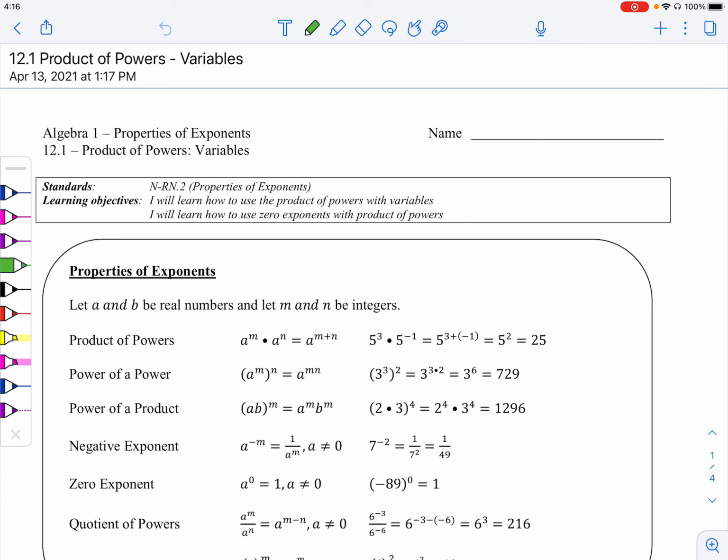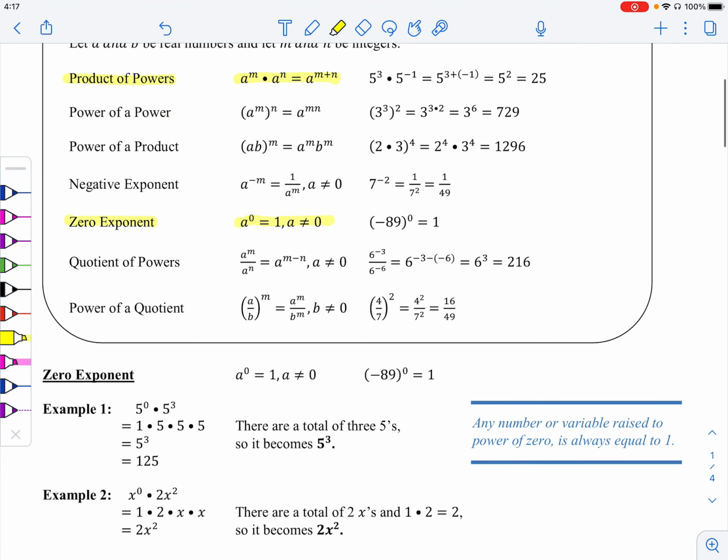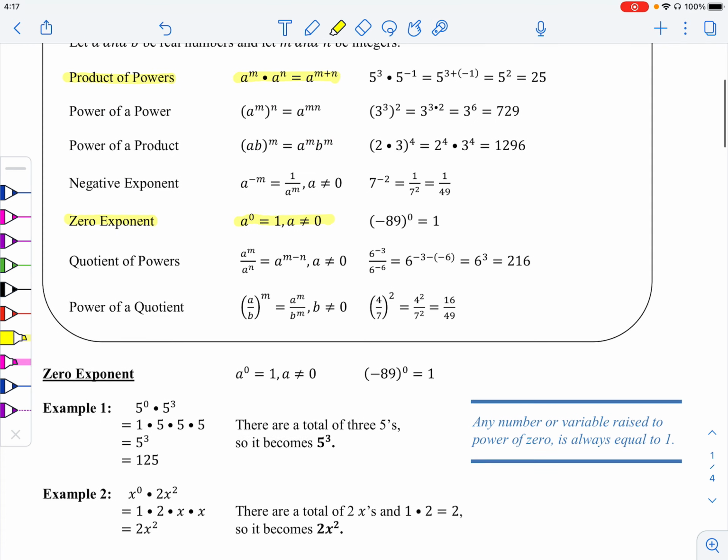Welcome everyone. This is 12.1, product of powers going into exponents. Okay, so let's look at our table here. We're just going to cover on this lesson product of powers, which is this right there, and then the zero exponent. So these are the two that we're going to cover today, and we're going to go over that and what that means.